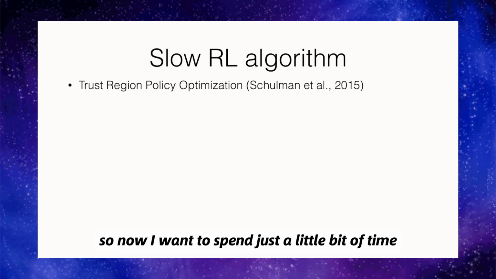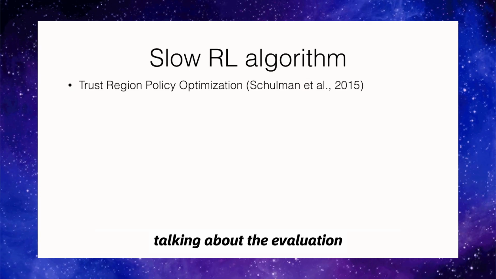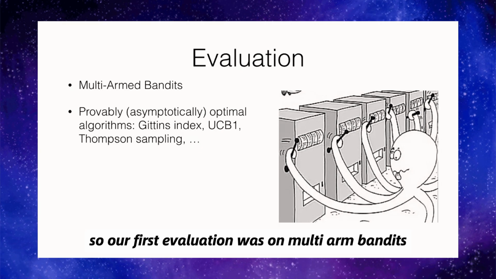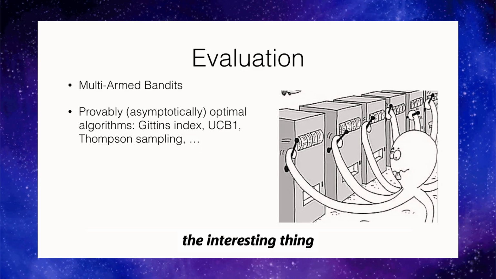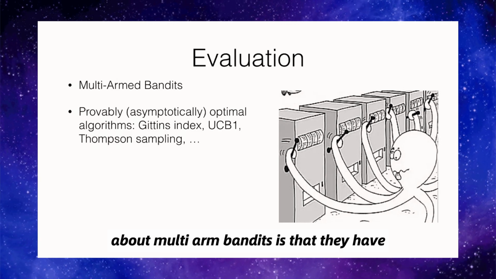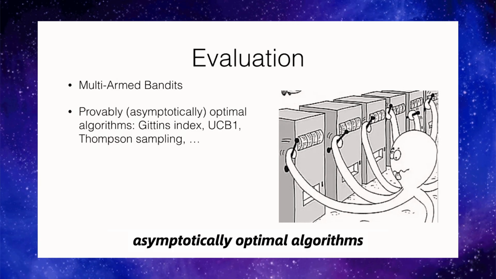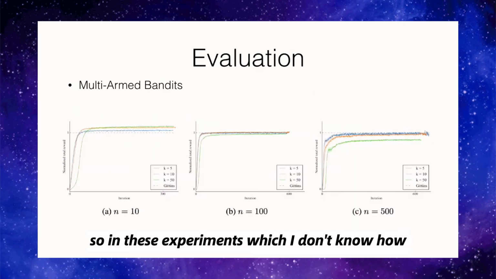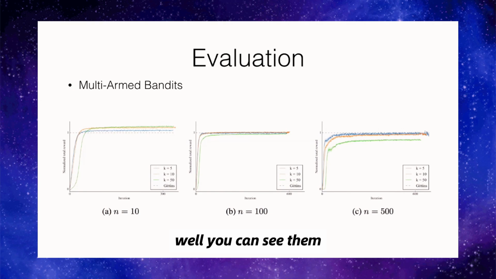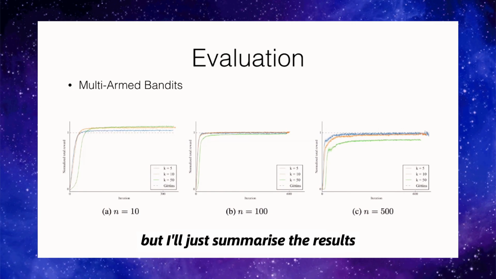So now I want to spend just a little bit of time talking about evaluation. Our first evaluation was on multi-armed bandits. The interesting thing about multi-armed bandits is that they have asymptotically optimal algorithms. So in these experiments, I don't know how well you can see them, but I'll just summarize the results.